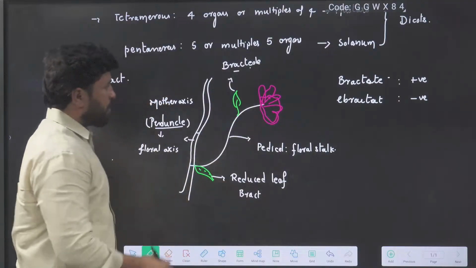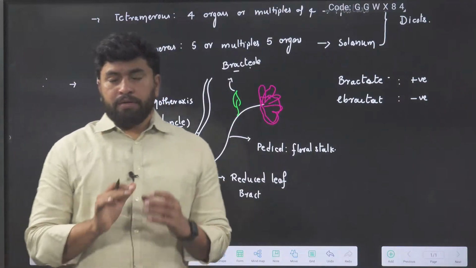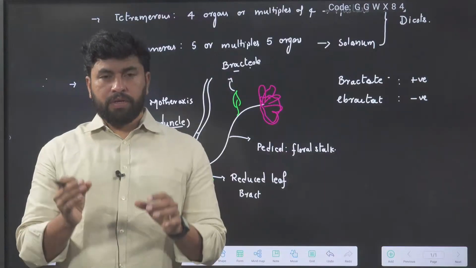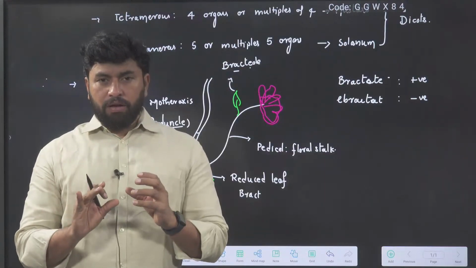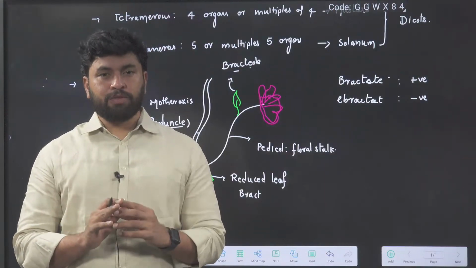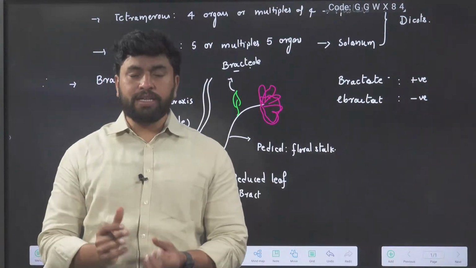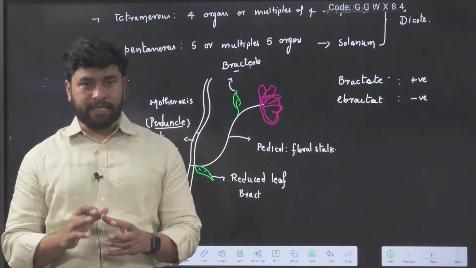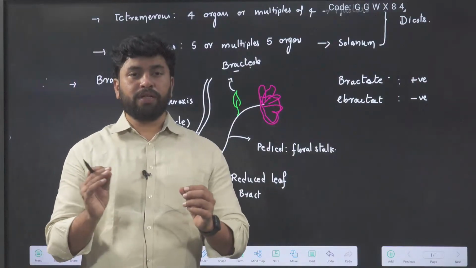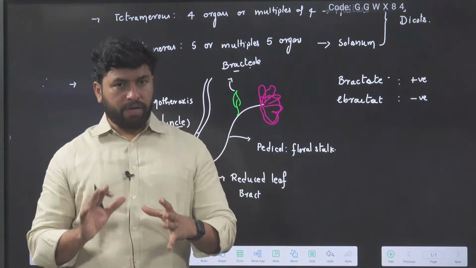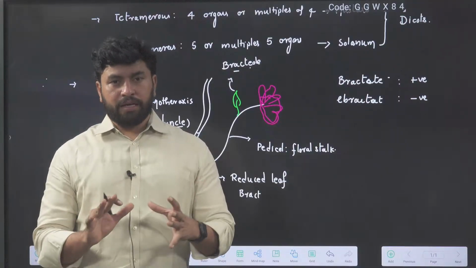Bracteole. Now, don't confuse these words: bract and bracteole. Bract always develops on the peduncle, the so-called inflorescence axis. Bracteoles develop only on the pedicel, which is nothing but the floral stalk. It's not compulsory that a flower must carry a bract.